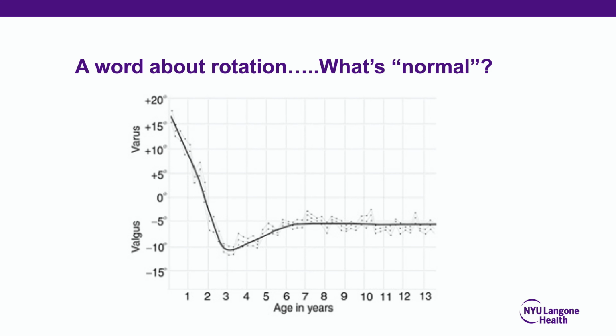Let's talk a word about rotation because this can get you out of trouble when answering questions. It's important to know what's normal, and you guys should know this well from the PEDS rotation. It is quite common to see varus overall alignment until about the age of 18 months to 2 years. They then go into a valgus and finally to their adult alignment at about the age of 7.